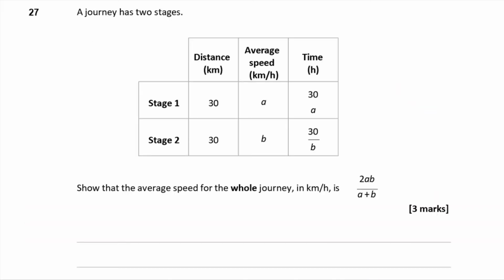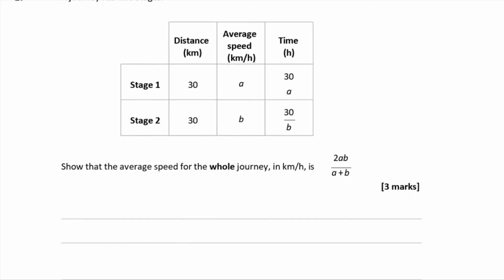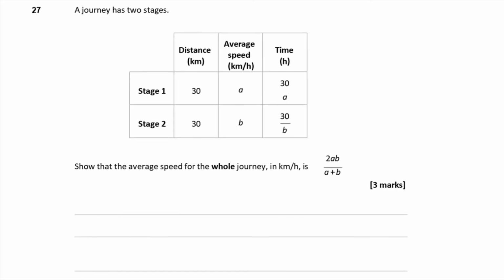Question 27. A journey has 2 stages. I've got stage 1 and stage 2, and I can see the distance, speed, and the time given for each of those in terms of A and B. It says show that the average speed of the whole journey in kilometers per hour is 2AB over A plus B. Now I feel there's going to be some horrendous algebra going down here looking at this question.